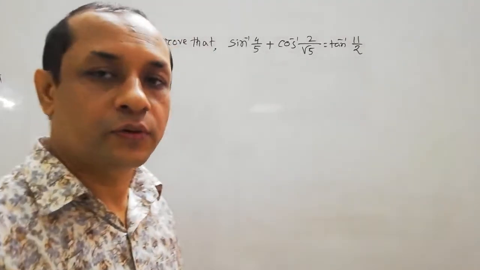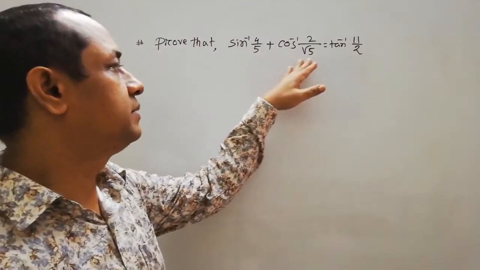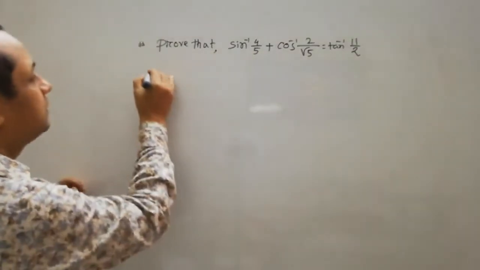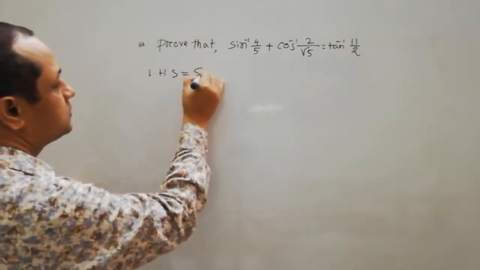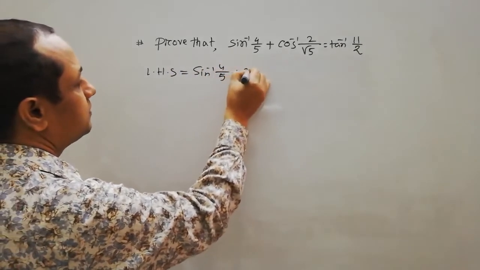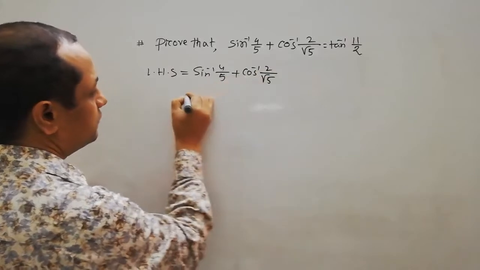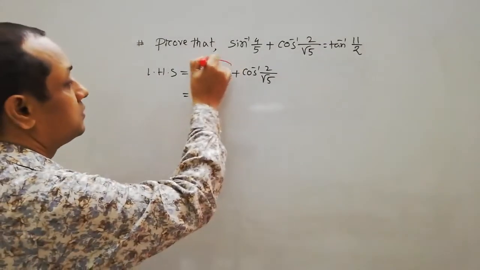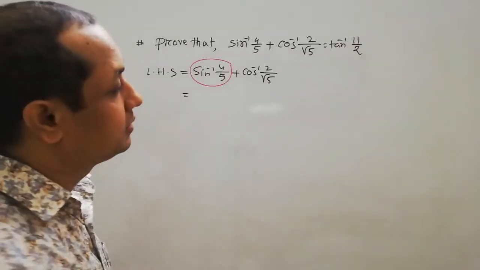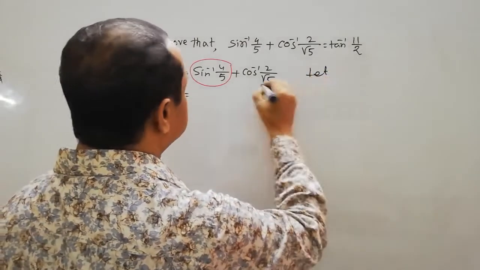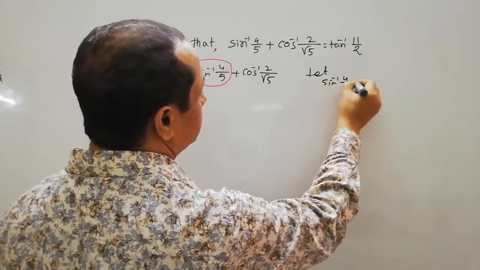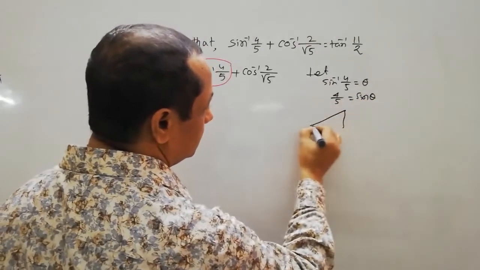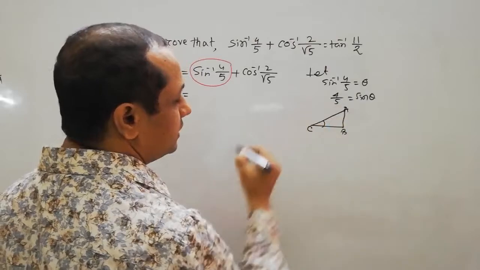Again, student, next question. Prove that sin inverse 4 by 5 plus cos inverse 2 by root 5 equals tan inverse 11 by 2. Now left hand side equals sin inverse 4 by 5 plus cos inverse 2 by root 5. Now convert to tan inverse. Then, student, attention please, let sin inverse 4 by 5 equal theta. So 4 by 5 equals sin theta. Now let ABC be a right angle triangle.